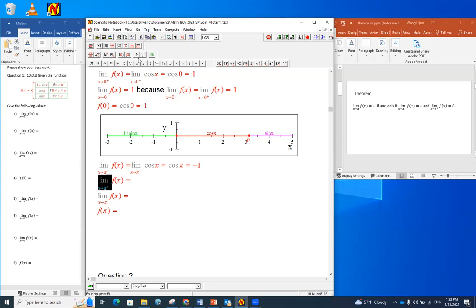When x is approaching pi from larger than pi, the purple function is used, the sine x. Direct substitution, sine of pi is 0. And in this case, according to the theorem, the limit from left and the limit from right are not the same. Therefore, we say the limit does not exist.